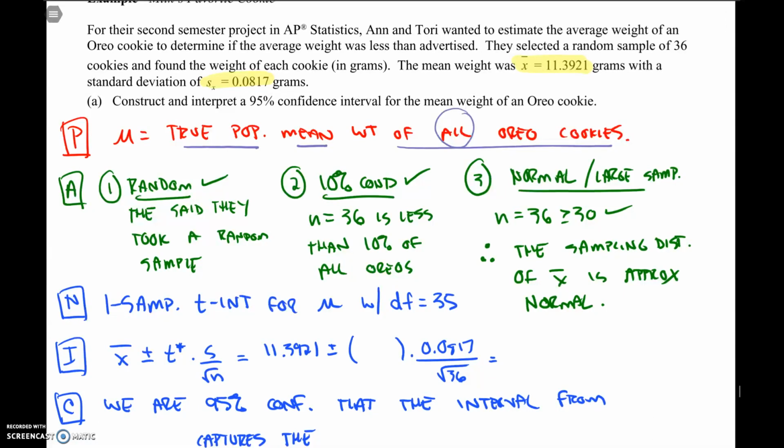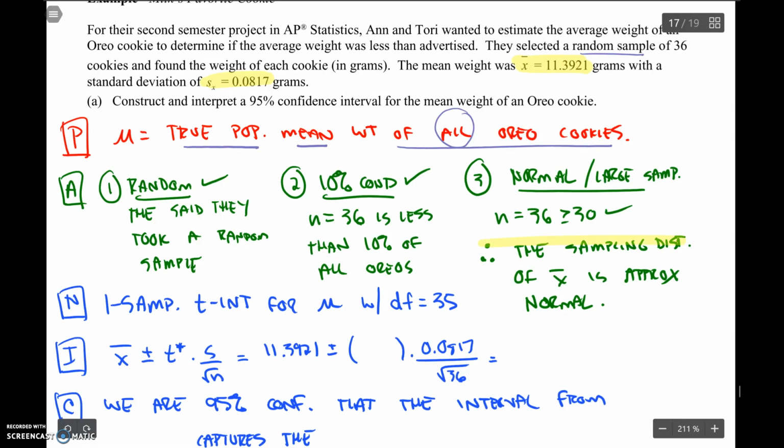Check the conditions. Random. They said they took a random sample of cookies. They're lying. They never took a random sample of cookies, but whatever. The question says they did, so we say they do. 10% condition. 36 is less than 10% of all Oreo cookies. I am sure that is true. Normal large sample. Check the sample size first. The sample size is bigger than 30, so we're good. Therefore, the sampling distribution of x bar is approximately normal.